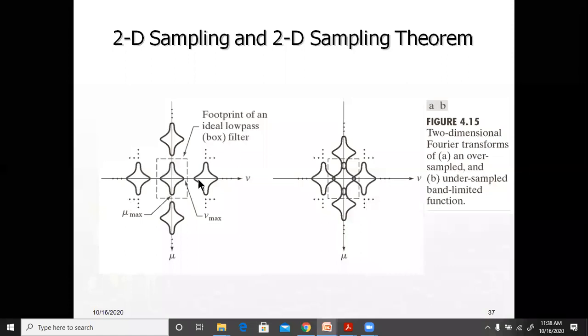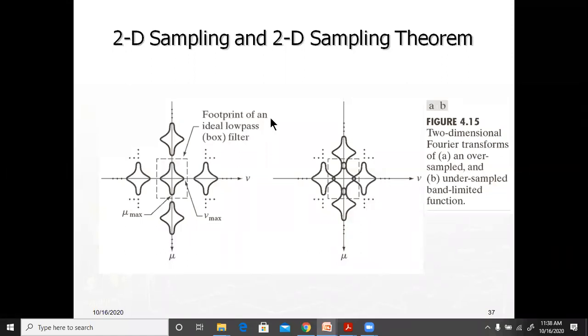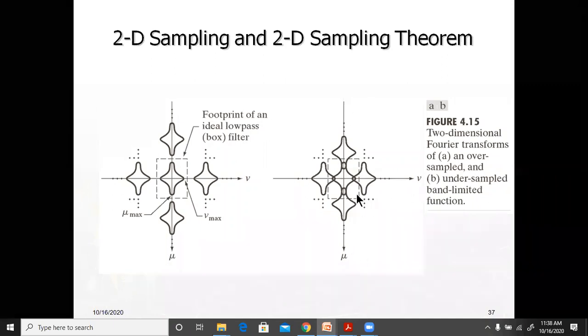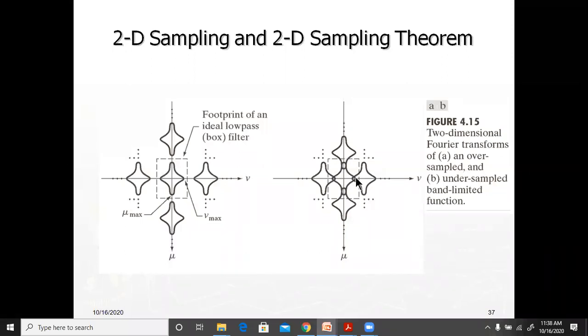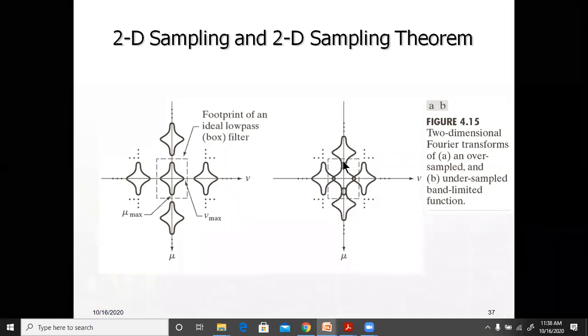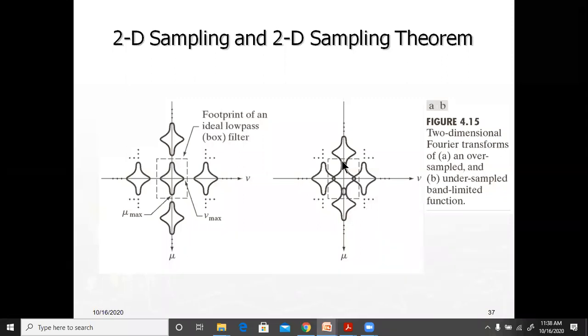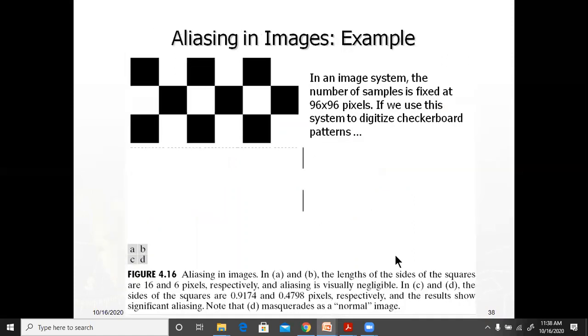or rather, this is the one which we want. We can separate it through an ideal low pass box filter of 2 dimensions. Whereas even if you separate this, you will get some sort of aliasing because you have overlap here, overlap here, overlap here. And if you use an ideal low pass box filter, then it will not be able to recover the original signal.